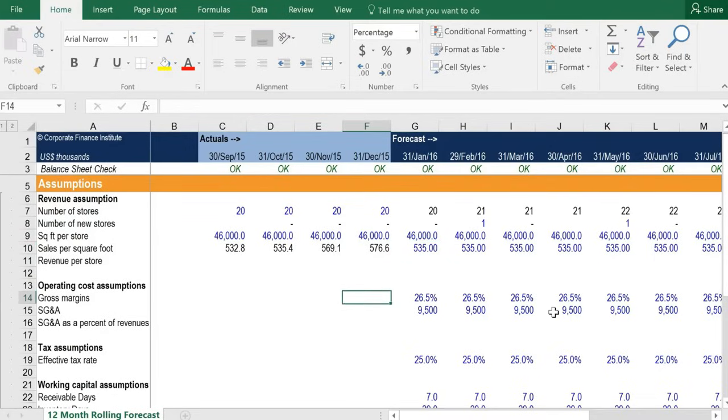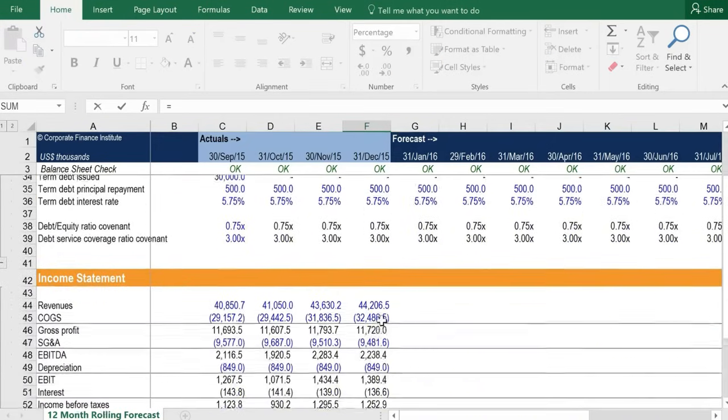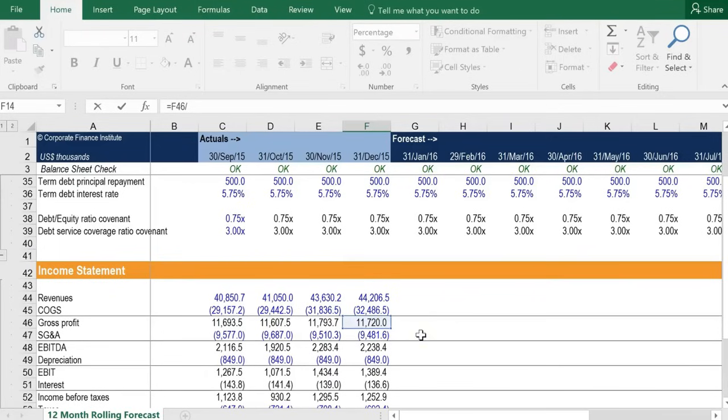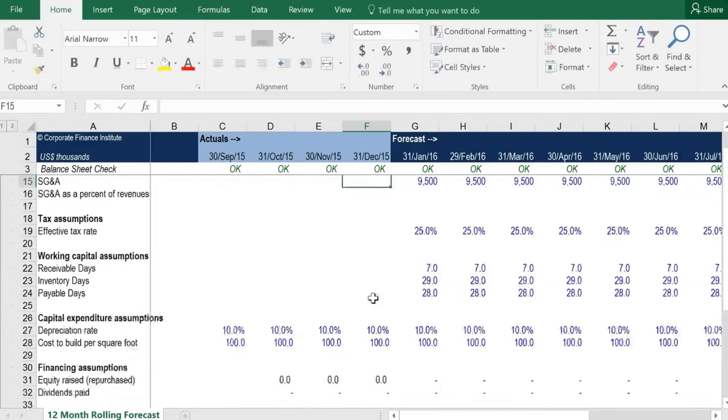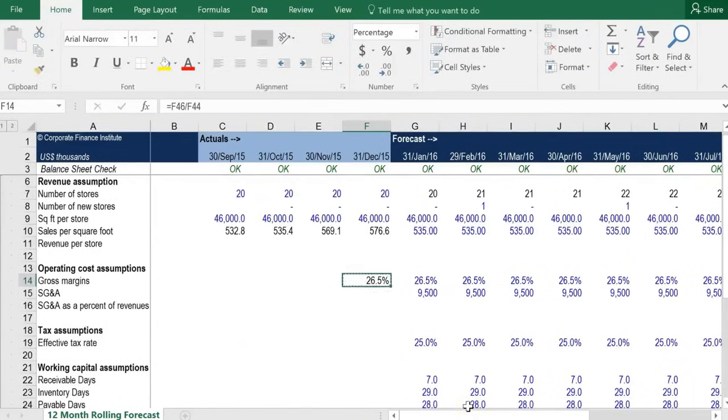Next up, let's look at gross margins. In order to calculate gross margins, I'm going to set this equal to the monthly gross profit divided by the monthly revenue. I can copy this and paste it to the left to get a nice average here. And as I can see, the forward assumption of 26.5%, again, is a little bit conservative relative to historical.